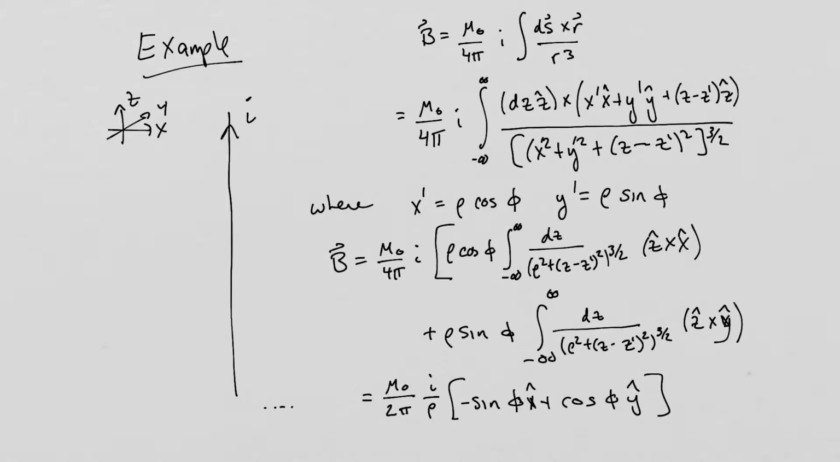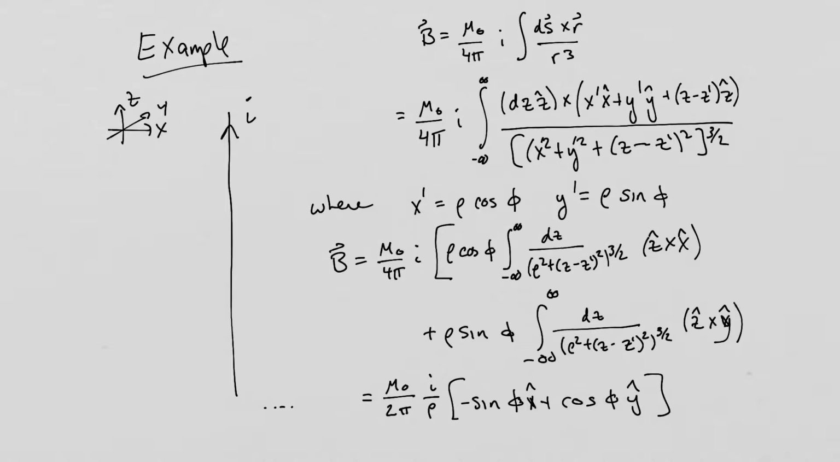So if I put that all together, I get that the magnetic field is mu naught I over 2 pi rho, times minus sine phi x hat, plus cosine phi y hat. So this is actually a pretty easy expression. When I'm done, I get the constant, I get the current divided by the distance away, and then times this combination of trigonometric factors.